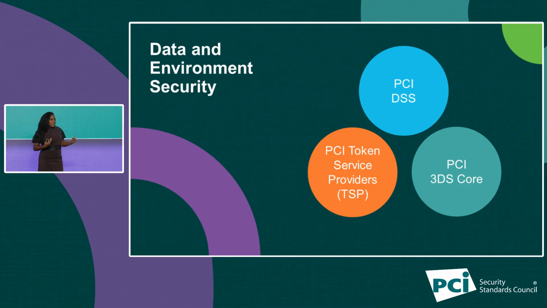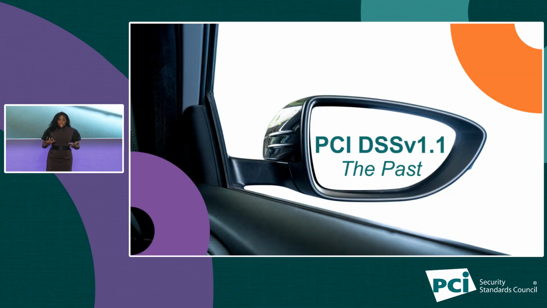As I mentioned previously, they certainly address different parts of the payments ecosystem, but their goal is the same: to protect the payments and the environment. So the assets and the environment that contains them. One via cardholder data, one via the 3DS authentication, and one via the tokenization process that contains all of those different components. And as Gina mentioned earlier today, next year we will be celebrating 20 years of PCI DSS.